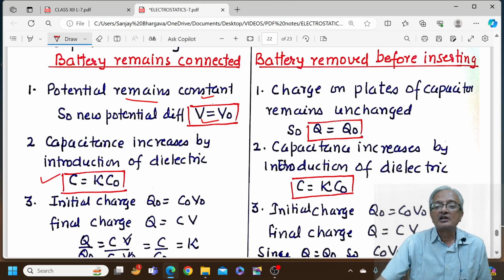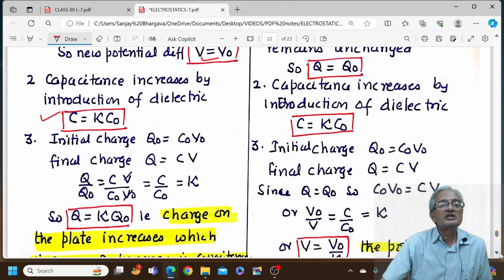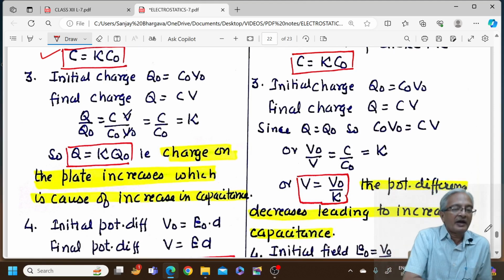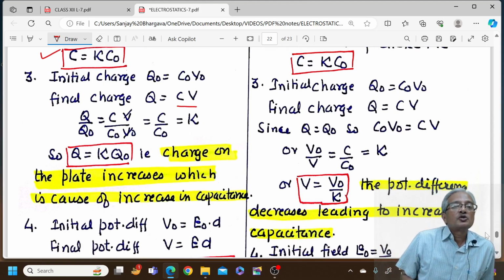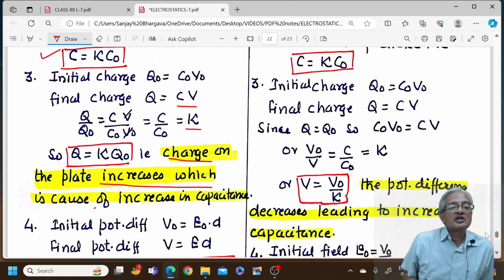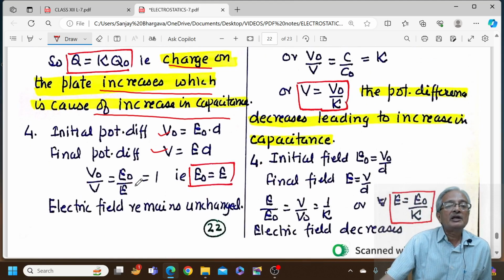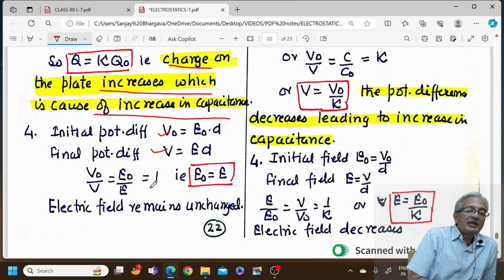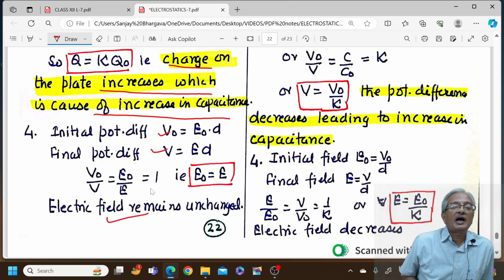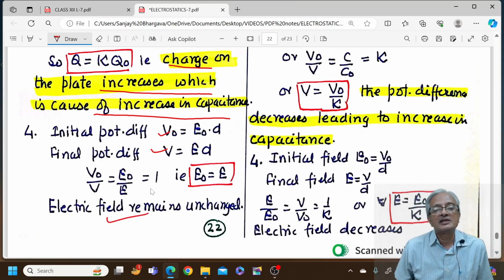The initial charge is given by Q0 equals C0 V0, and the final charge Q is given by CV. So Q upon Q0 would be C upon C0, which is equal to K. So the charge on the plate increases, which is the sole cause of increase of capacitance. Initial and final potential difference: V0 upon V would be E0 upon E, and that is 1 because E0 and E are equal. So the electric field remains unchanged since the potential remains unchanged.